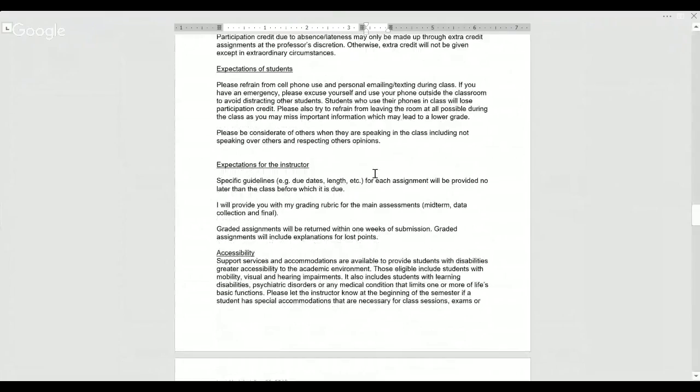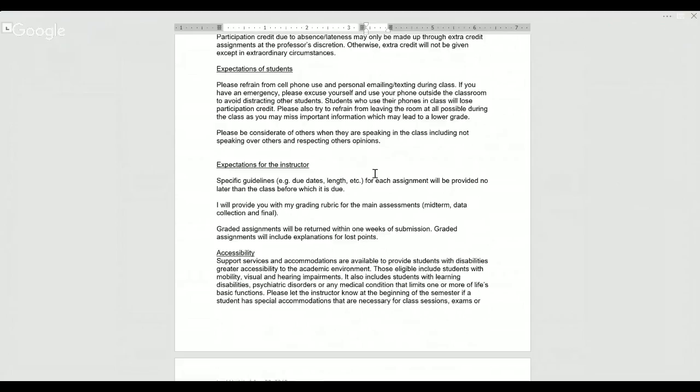In terms of expectations from students, refrain from cell phone use and personal emailing, texting during the class. If you have an emergency, always feel free to leave the classroom. Students who are going to be on their phones will lose participation credit. And the other thing is that because a lot of this class is going to be discussion, just try to be considerate of your classmates. Obviously, people will have differing opinions, and that's fine.